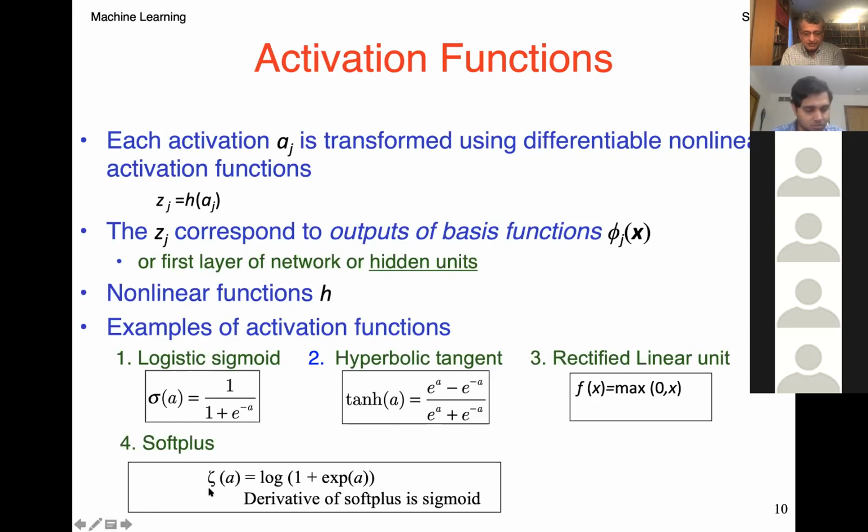And one more function you come across as an activation function is called softplus. This softplus is input a. It's called, I guess, zeta. Zeta. That's the name of the hurricane coming to the United States right now.